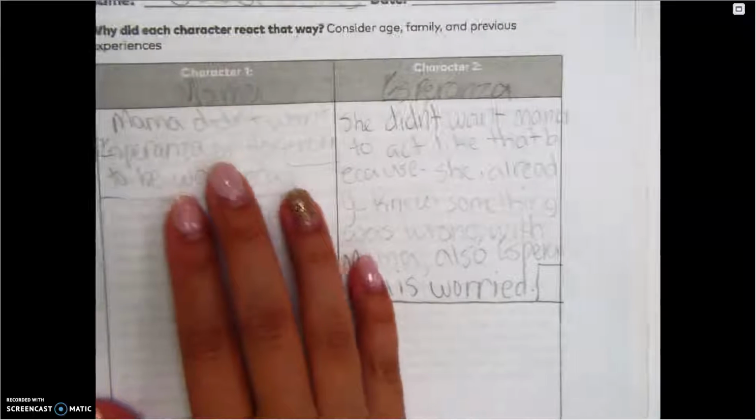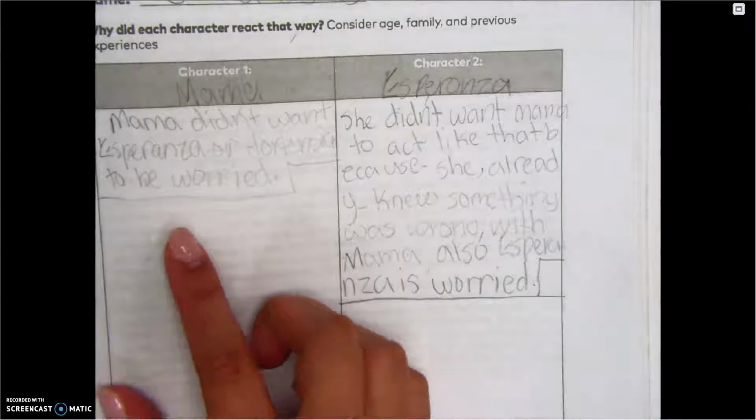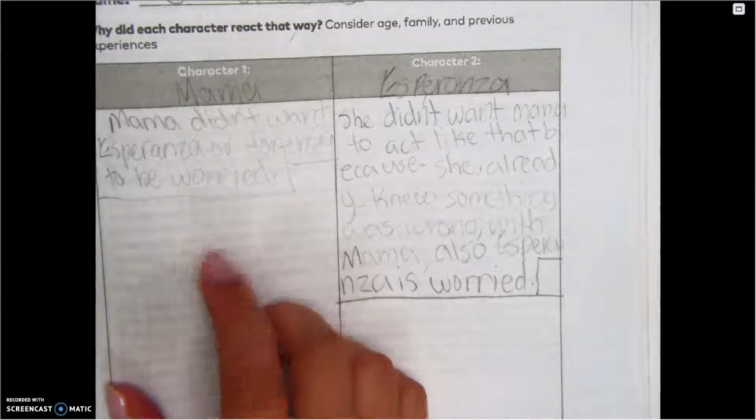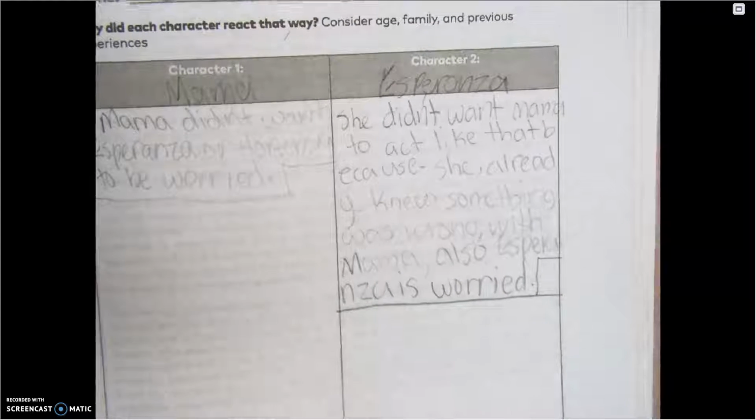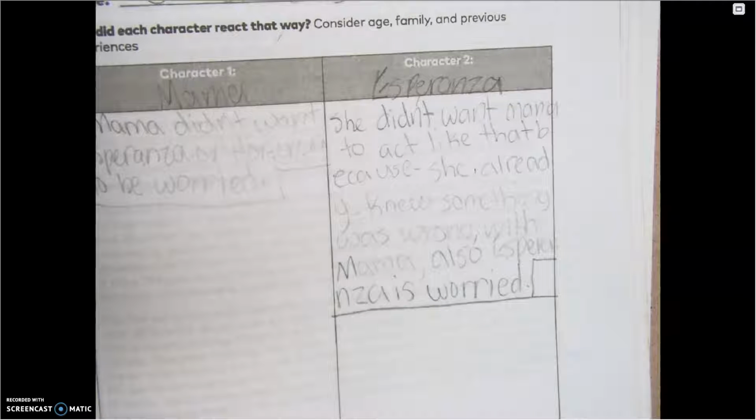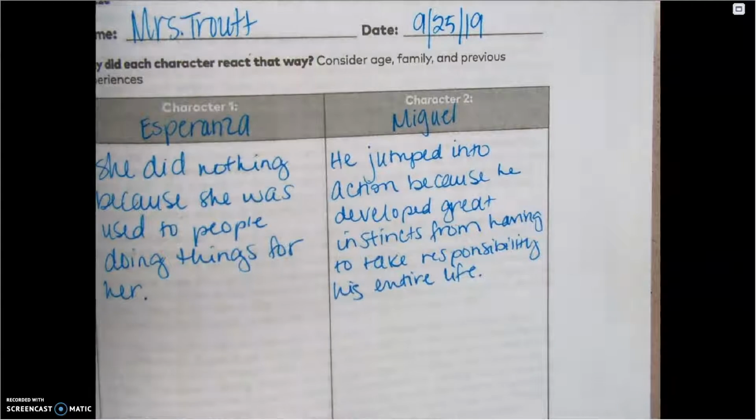This is Jada's. Mama didn't want Esperanza to be worried, and this is where she was in denial. And then Esperanza didn't want Mama to act like that because she already knew something was wrong. Y'all are coming up. You know how to do this. Y'all are showing me that you have mastered or partially mastered what we're doing.